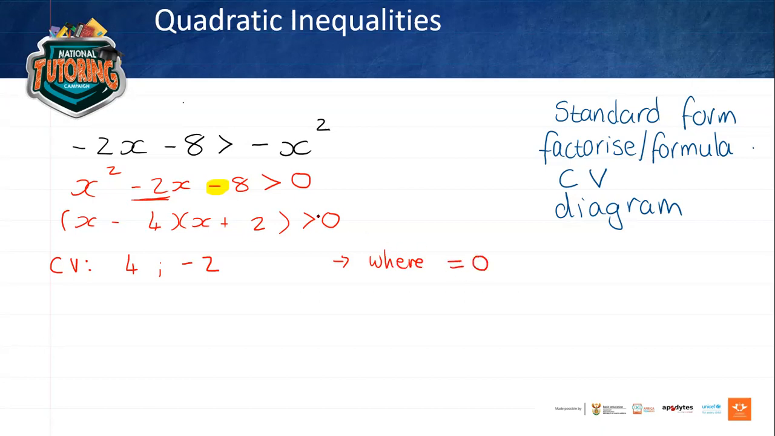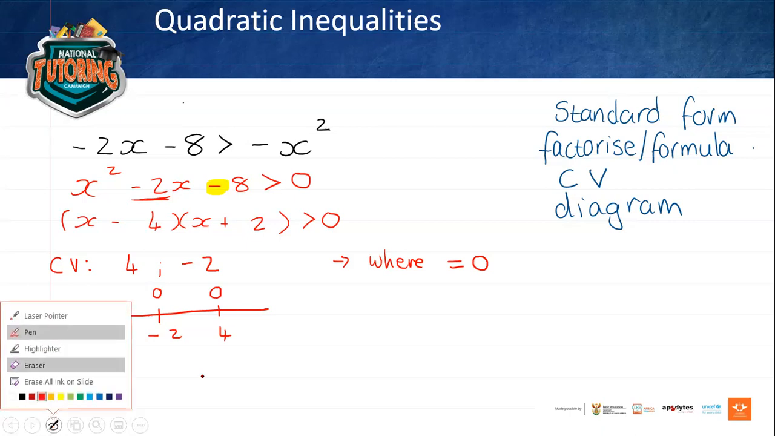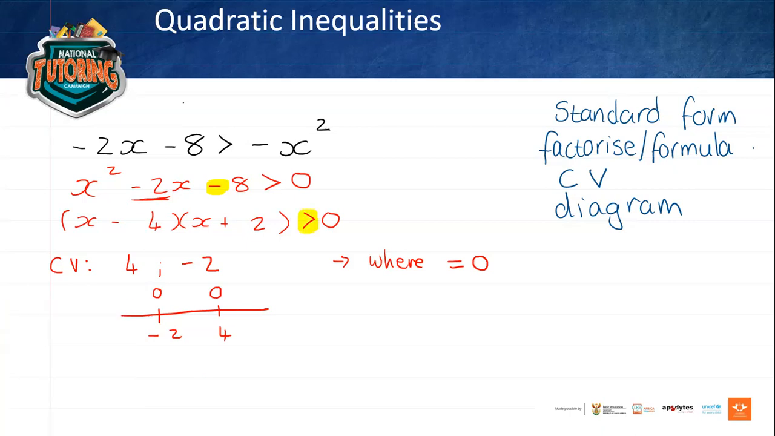The question asks, where is it greater than 0? So what we need to do is draw up a little number line for ourselves. Once again, there are different ways of doing this. I find this the easiest. Putting your critical values on your number line, we know that they will be equal to 0 at this point. Now, I don't want to include these 2 points in my solution, since the question is very specific and asks me where it is strictly greater than 0. We need to figure out where our expression is positive and where our expression is negative.